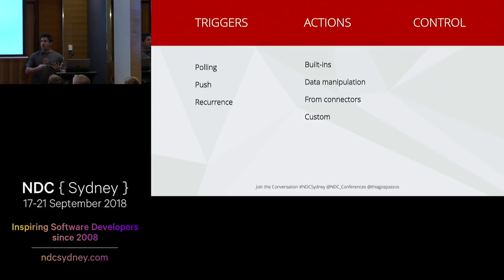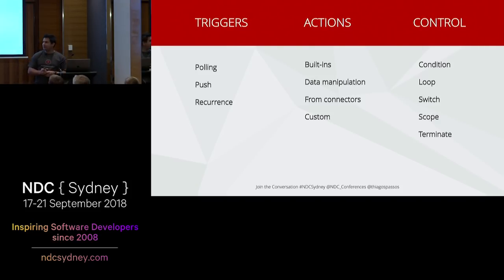Then you have the control workflow. So this is the glue that's going to put your workflow together, right? So this is like programming without coding, right? So these are like the conditions, the loops, switch, scope, and terminate. So that's how you make the workflow happen.